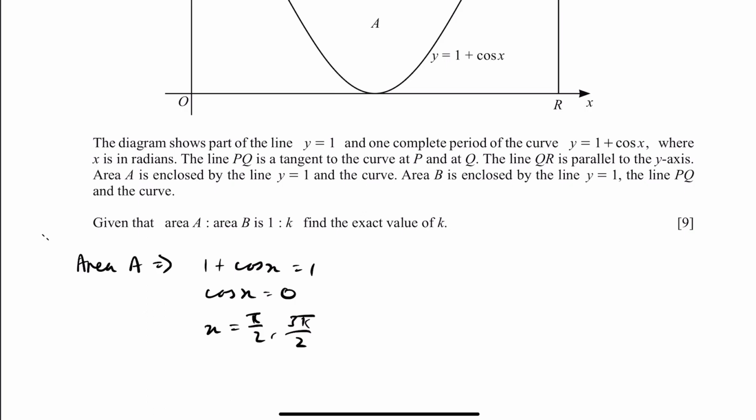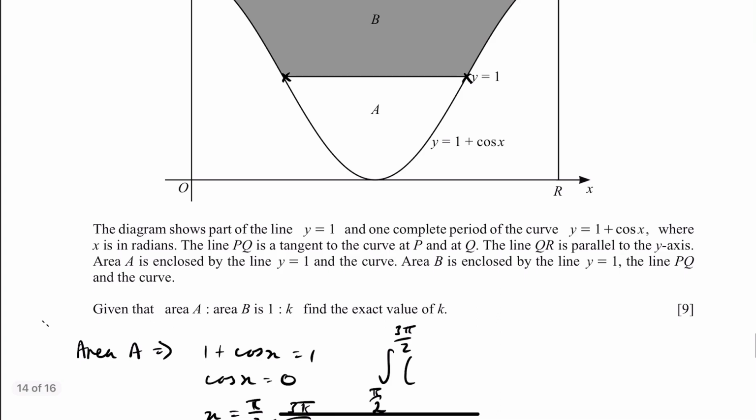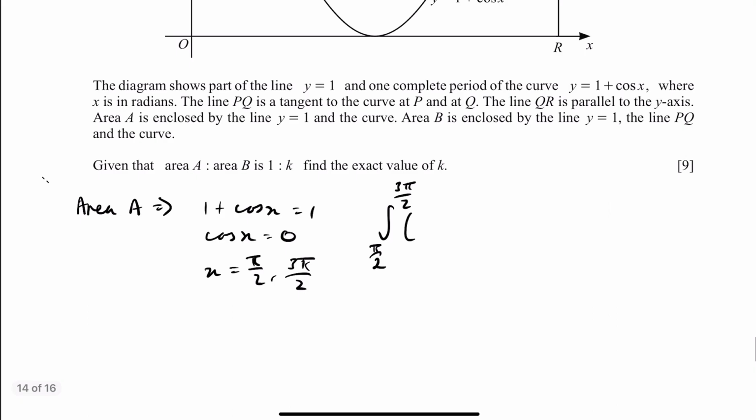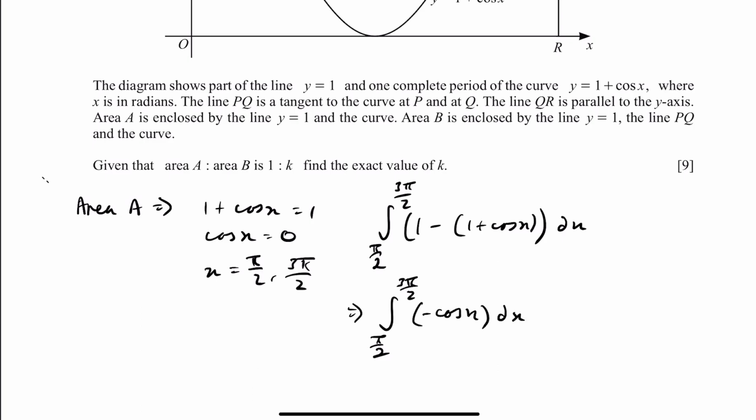So therefore, we can say the area of A is the integral with bounds 3 pi over 2 and pi over 2 of, and remember that when you're integrating between two curves, it's always the top curve minus the bottom curve. So it would be 1 minus, because y equals 1 is on the top, 1 minus 1 plus cos x dx. So we get the integral from 3 pi over 2 to pi over 2 of 1 minus 1, which just cancels out, and we've got negative cos x left over because the negative distributes. So we have the integral of negative cos x dx.